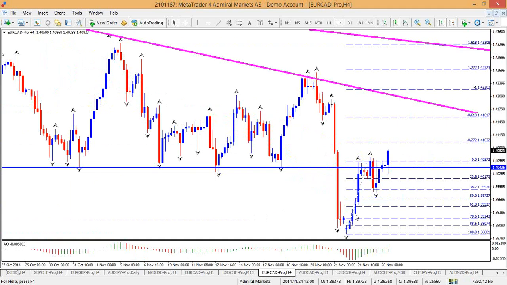Euro CAD is indeed making that zigzag. Remember, I put the fib from here to here, stopped at the 38.2 fib. So it probably can get up to the minus 618 target too. This could be a resistance zone.